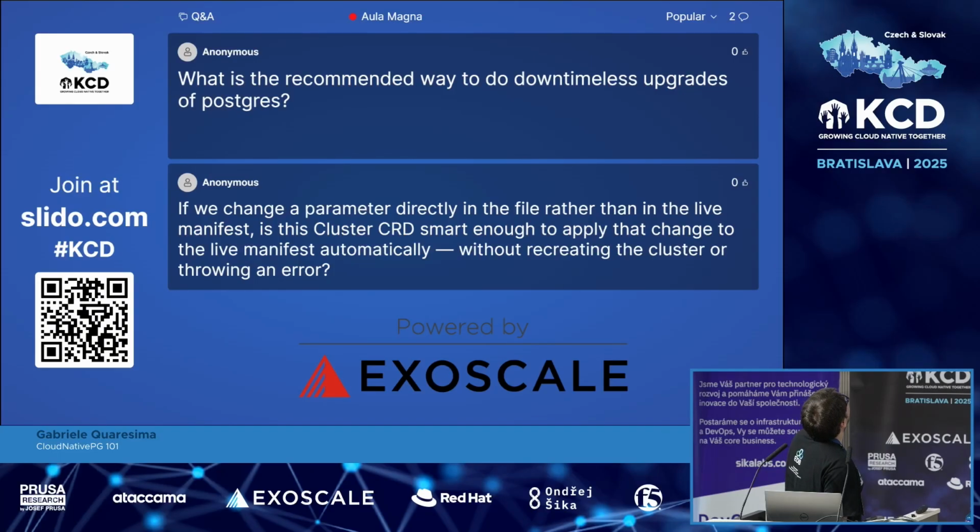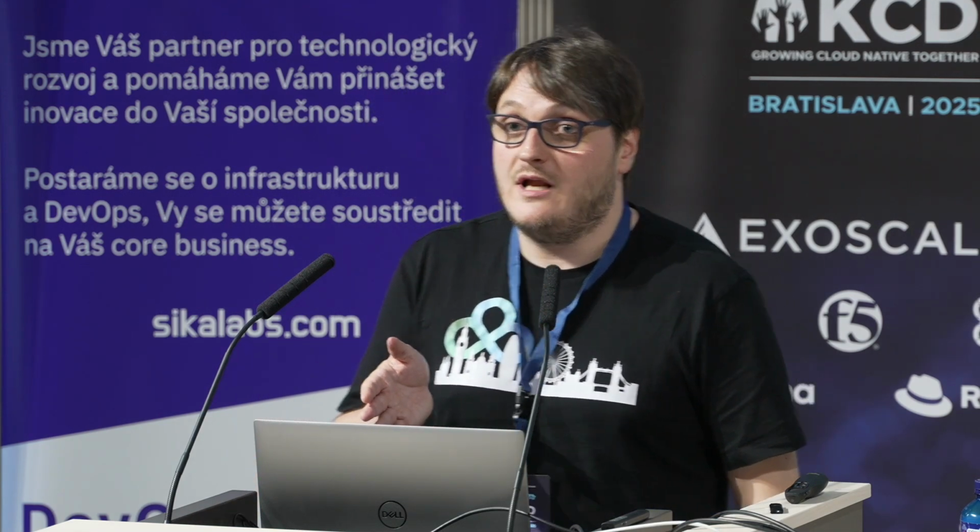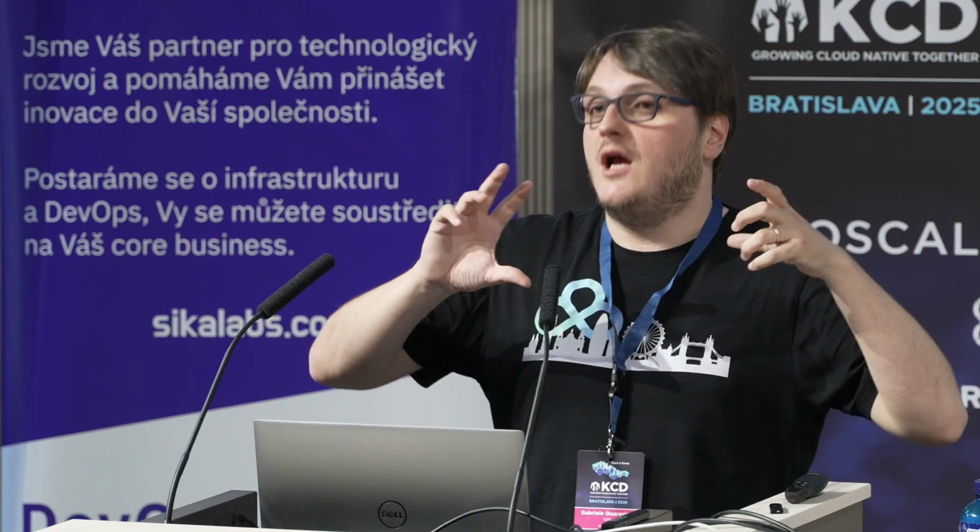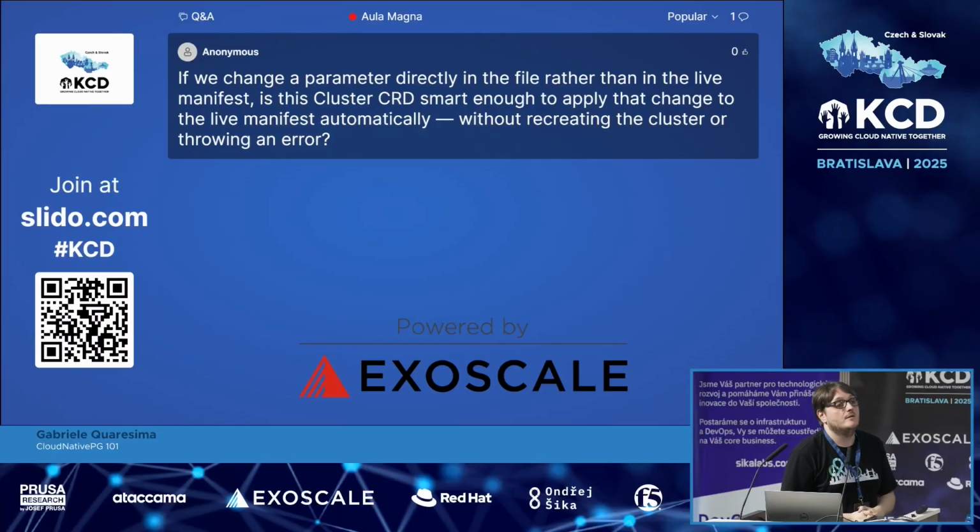Sorry. What is the recommended way to do downtime-less upgrades of Postgres? This is not with offline upgrades like the one I showed, but with online upgrades. Basically, you should set up logical replication. Besides the database, you should set up publication and subscription, and you can achieve this with logical replication, because you will have two clusters and you can start to upgrade one of them. And the last question, we are out of time.